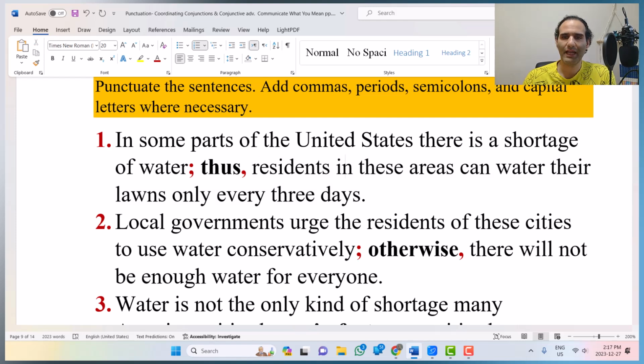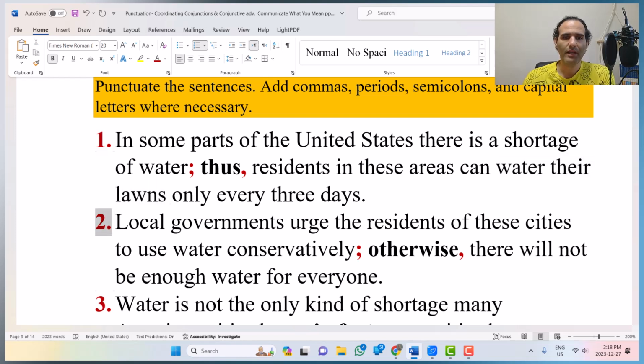So that being said, here we have independent clause 1 finished, independent clause 2, and we have a conjunctive adverb, so semicolon, comma. Okay, maybe the beautiful part here is a shortage of water. Beautiful for you to transfer into your vocabulary notebook. Residents instead of people. You can use it. And water as a verb. Water their lawns.